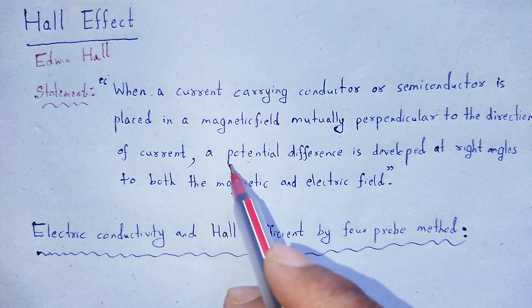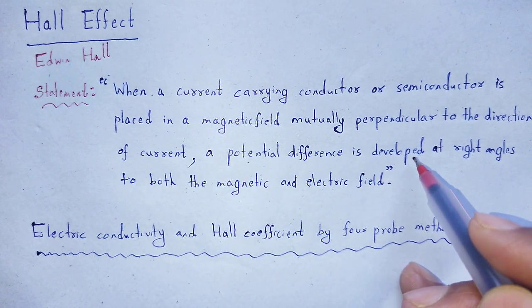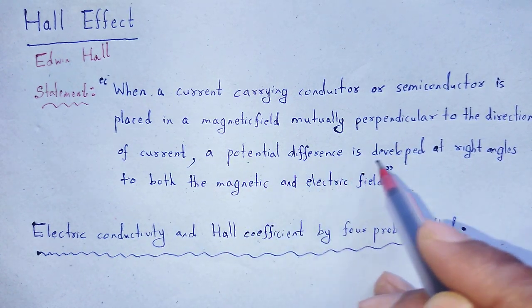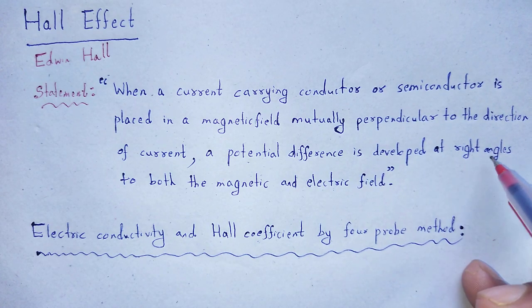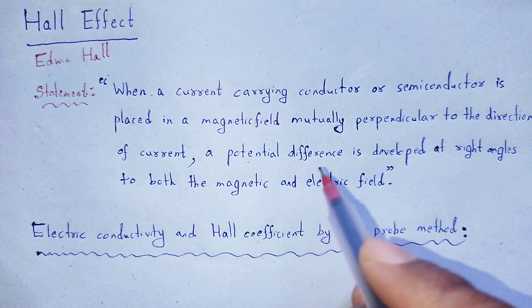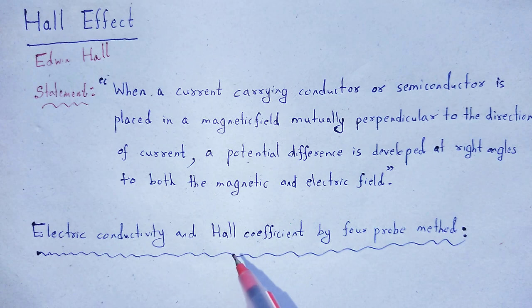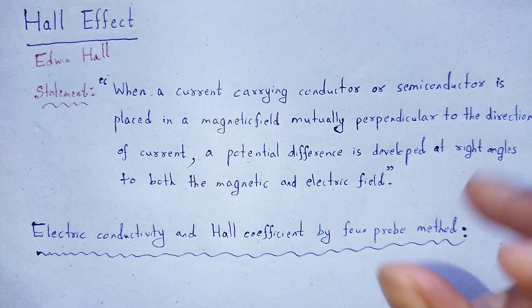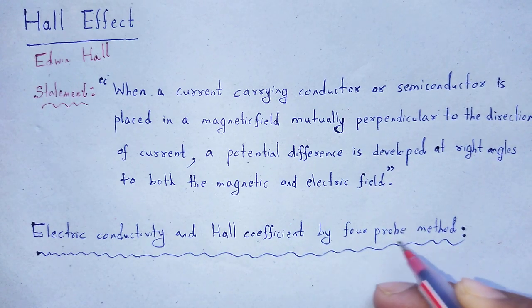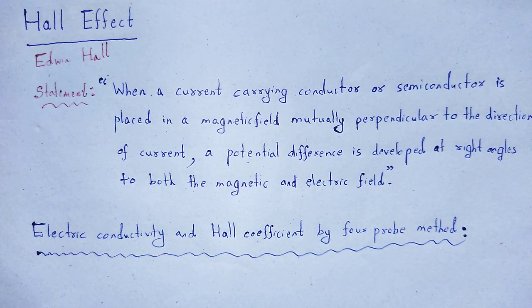as a result, a potential difference is developed. That potential difference is developed at right angles to both the magnetic as well as electric field. Let me explain that effect by using the four-probe method.